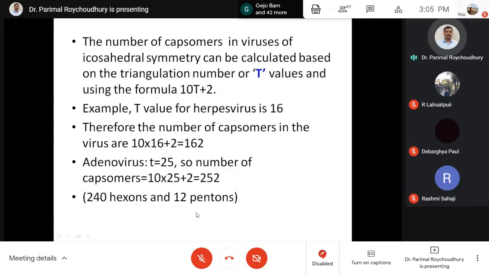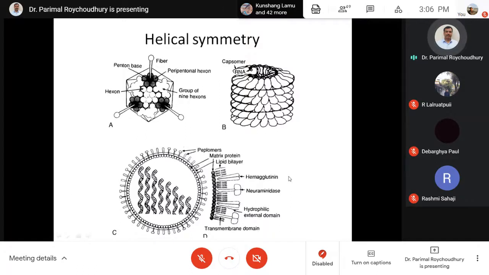So these are sometimes helpful in calculating the number of capsomers present in the icosahedral symmetry. Some examples are given here with a simple formula, like 10T plus 2, which is the number of capsomers present in that icosahedron. Just for information I'm giving it.